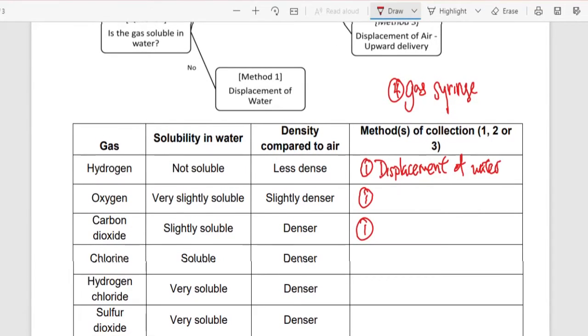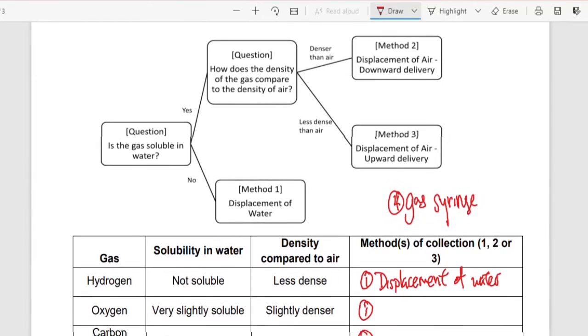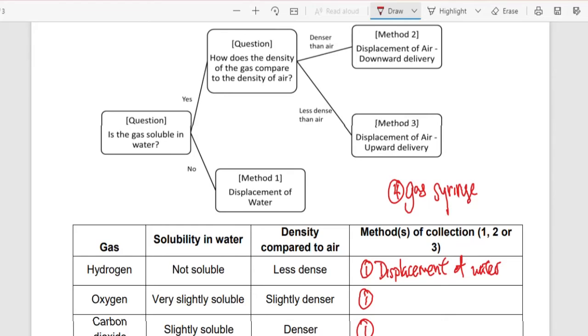Now, question. Let's say assuming we do not want to use displacement of water, can we use upward or downward delivery? Answer is yes. So if this is less dense than air, actually we can use method 3 together with this, which is upward delivery.